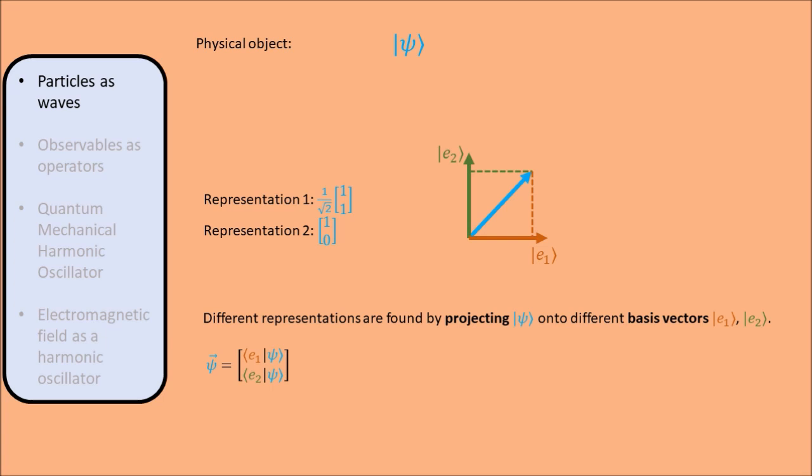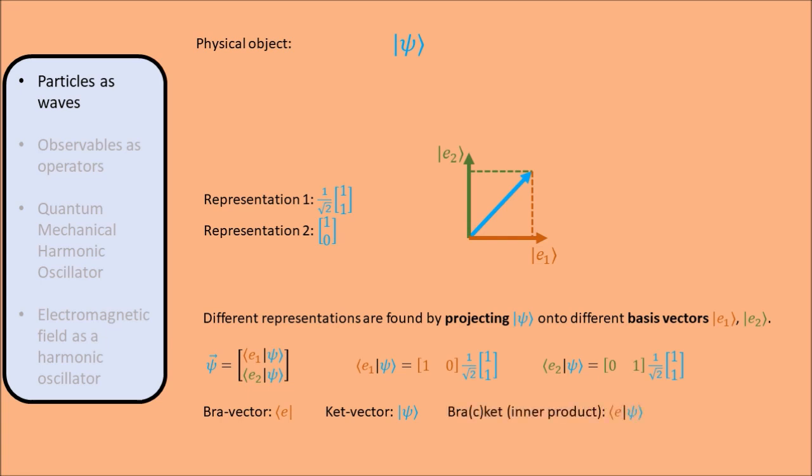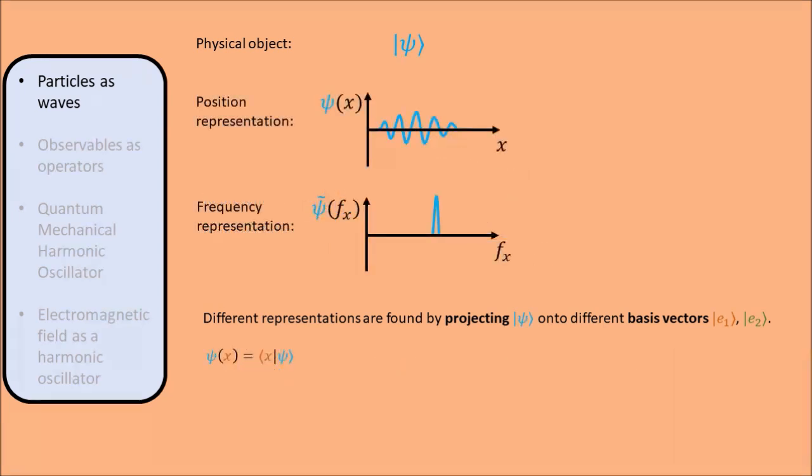We could write these inner products more explicitly by multiplying a row vector with a column vector. In quantum mechanics, the row vector is called a bra vector, and the column vector is called a ket vector, so that the inner product of the two vectors forms a bracket. In the example we just saw, psi was a simple two-dimensional vector, but the same holds when psi is a function of a continuous variable.